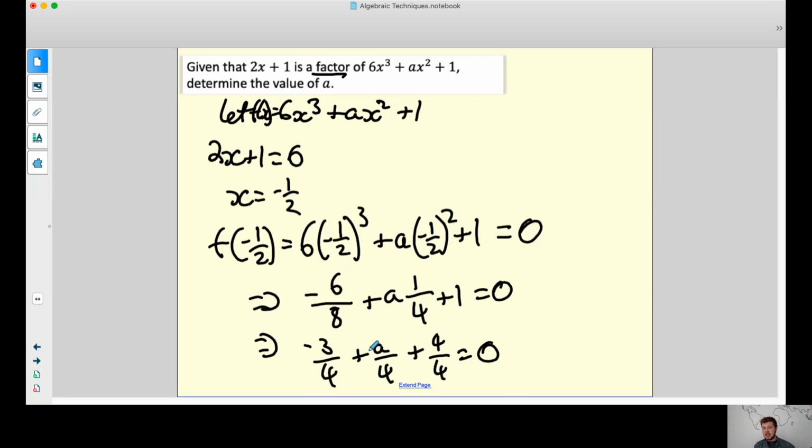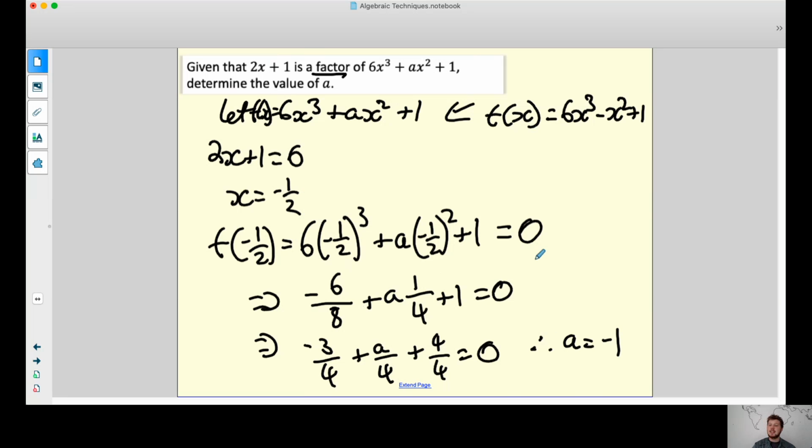So I'm at minus 3. A must be minus 1 to get minus 3 minus 1 plus 4 equals 0. So therefore, a must be equal to minus 1. So I'm just going to change my f of x, because my f of x would be 6x cubed minus x squared plus 1.